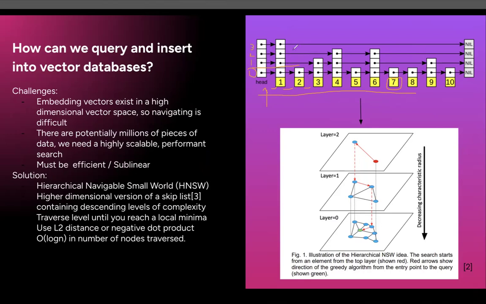And the idea is that as you increase your layer number, so as you go higher in this hierarchy, the representation of nodes becomes sparser. So there's much fewer nodes at the top layer, but the distance between nodes becomes greater.